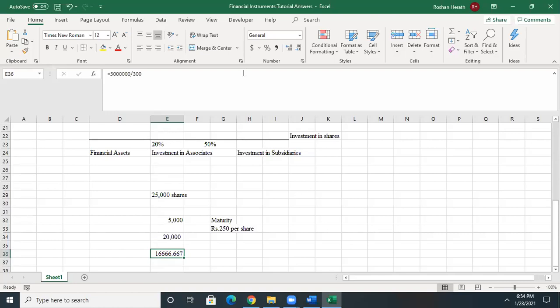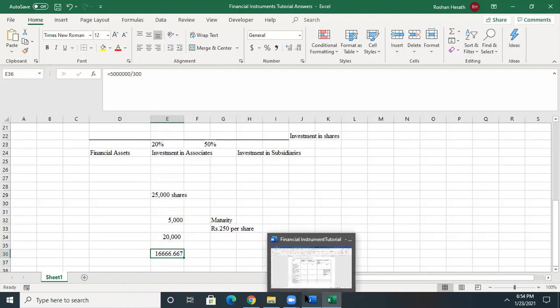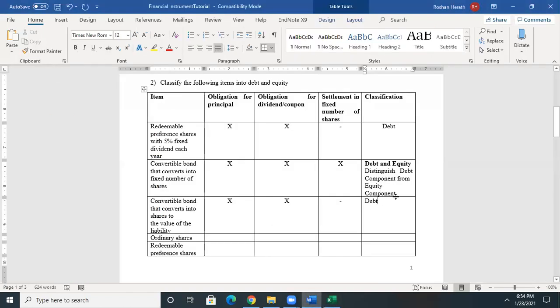So therefore, it is clear. It's a variable number of shares. So therefore, this is definitely a debt.